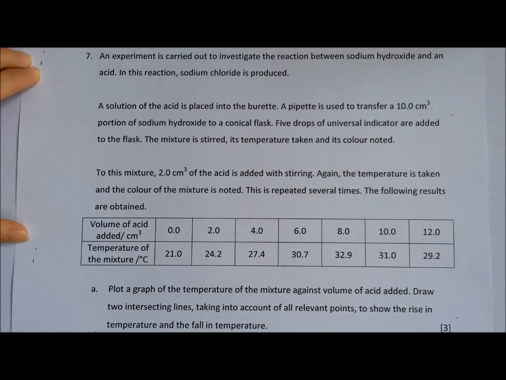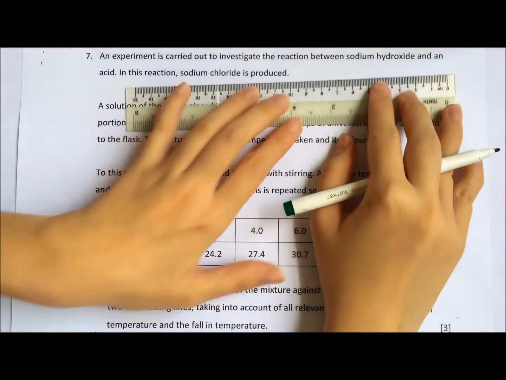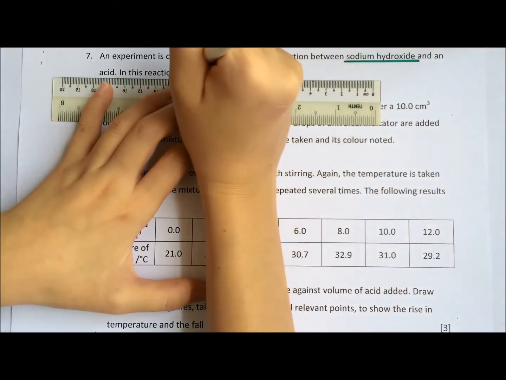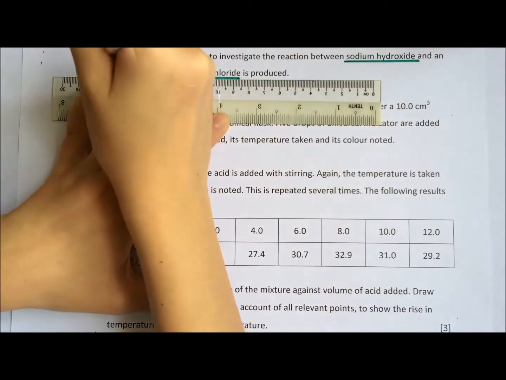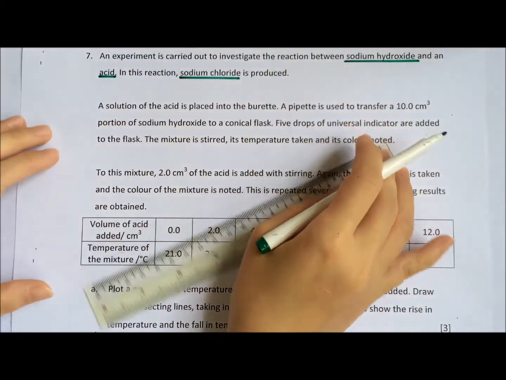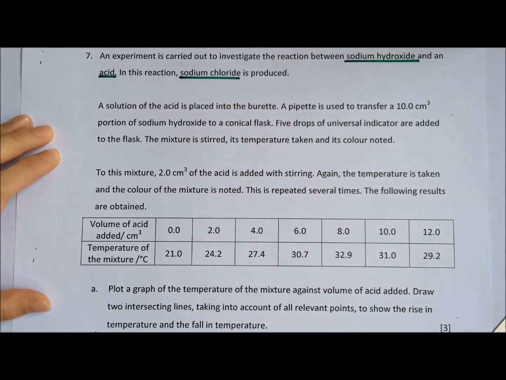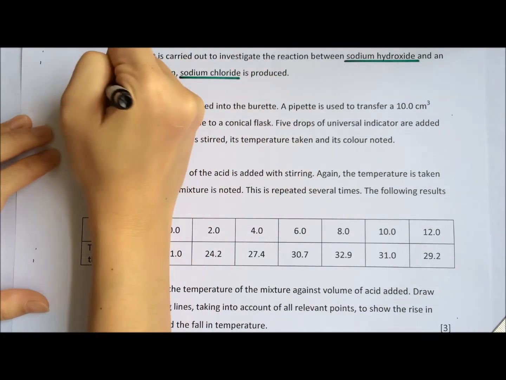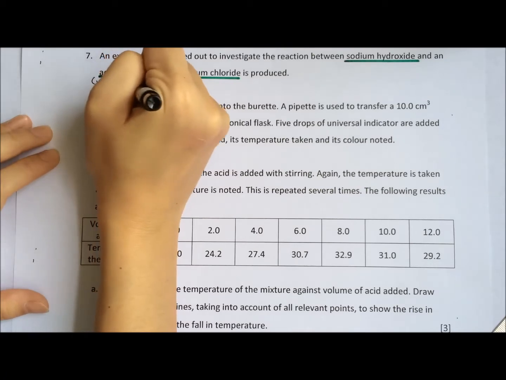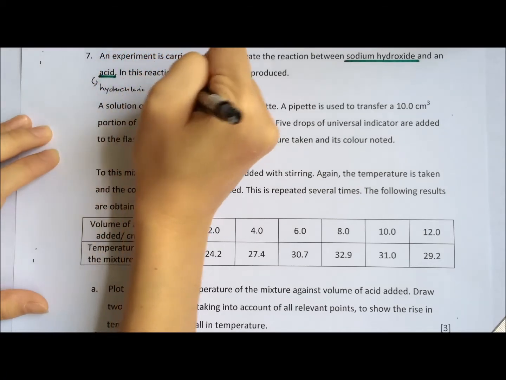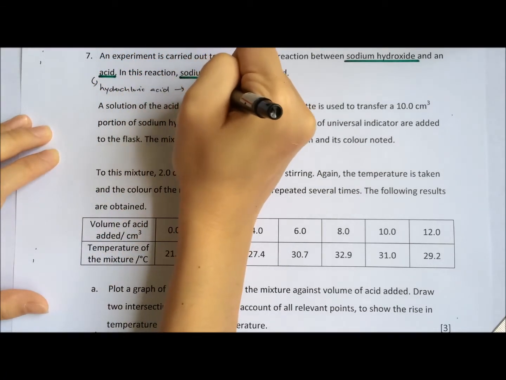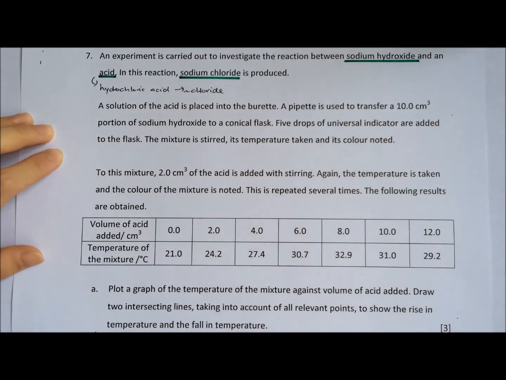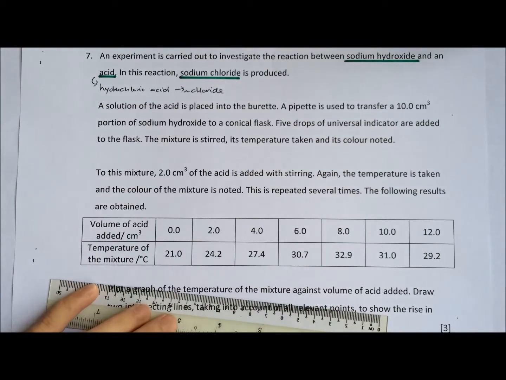Salts worksheet 4, question 7. It says sodium hydroxide reacts with an acid to give you sodium chloride. So at this point, you can make a guess that the acid used is hydrochloric acid. That is how you get your chloride. So at this point, you know that this reaction is a reaction between acid and alkali, giving you salt and water. It is a neutralization reaction.